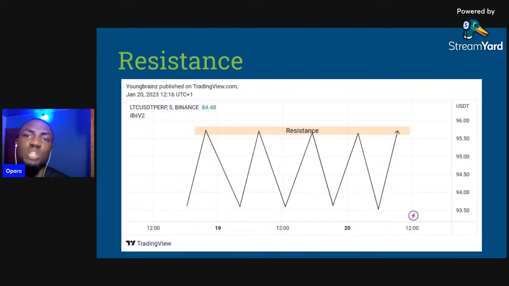Now the resistance is just like the opposite. Resistance is that particular price point or area that the moment price gets to it, there's an immediate reversal. You can see it clearly on the chart there. Price was moving, and the moment it gets to that, it's more like the ceiling.